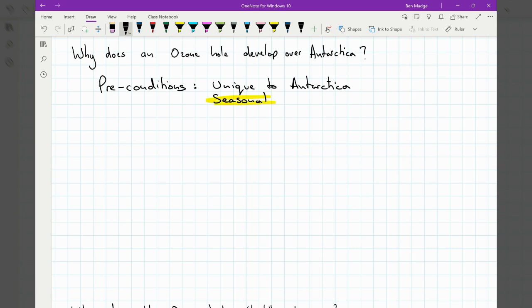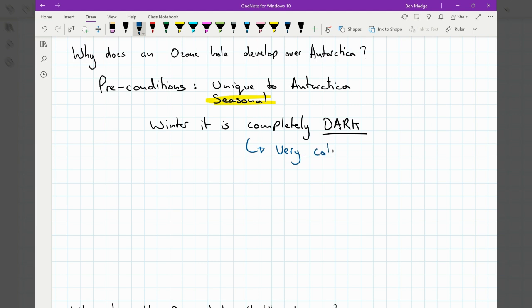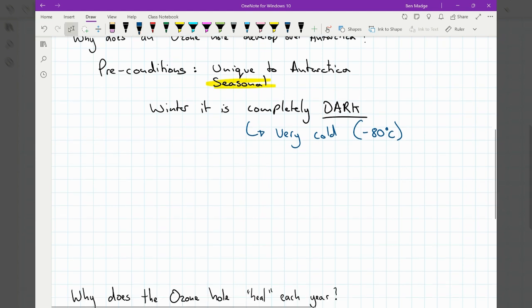So what are these? Well, the first one is that in the winter, it is completely dark. Okay, and this means that it gets very cold, minus 80 degrees centigrade. In addition to it getting extremely cold, we find that there is a specific climatic condition that develops.